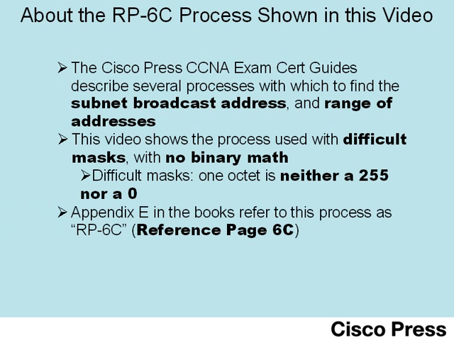Now, the books refer to this particular process as reference page 6C or RP6C, and that's just to be able to have a name for the process as compared with other ones that do use binary math or use a simpler mask or a process that finds the answer to a different question.